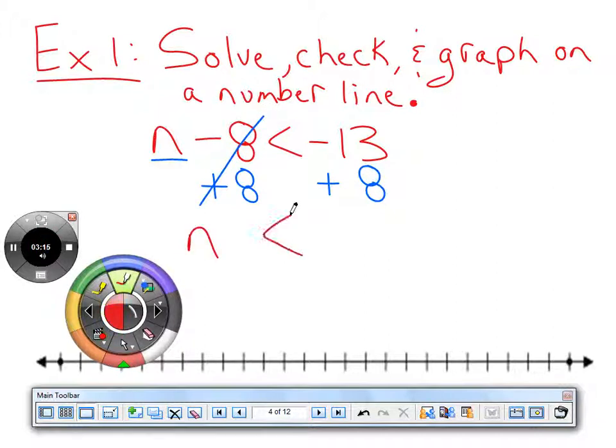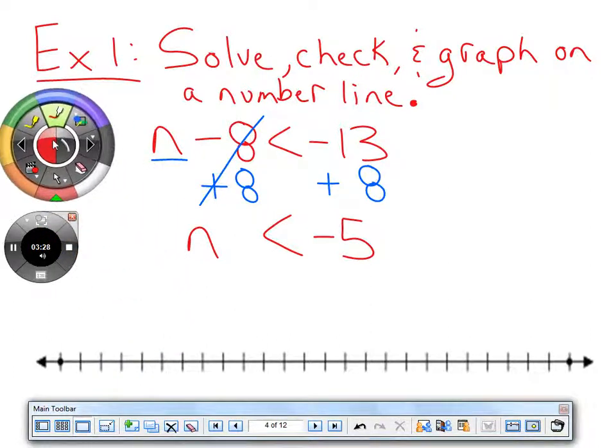And this says is less than, so n is less than, and negative 13 plus 8, that should be negative 5. So now when I go to graph this on a number line, actually I should probably check it. So n is less than negative 5. So maybe I could try to pick a number that's less than negative 5. So let's do maybe a little check and see if we can try a number. So a number less than negative 5 would be like maybe negative 6. So let's try negative 6.